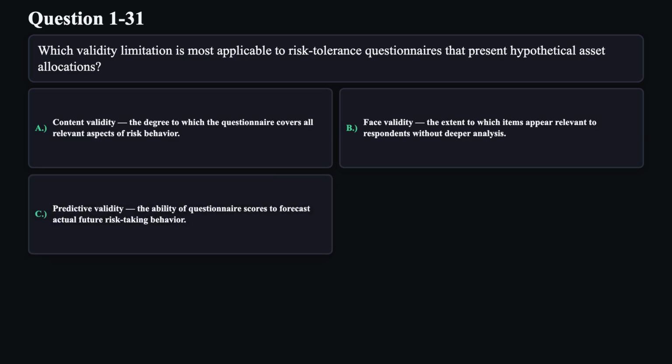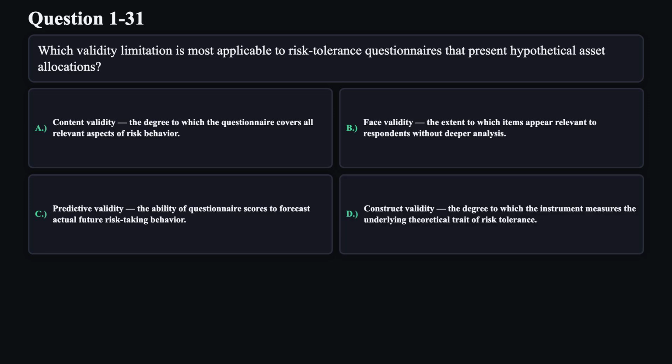C. Predictive validity, the ability of questionnaire scores to forecast actual future risk-taking behavior. D. Construct validity, the degree to which the instrument measures the underlying theoretical trait of risk tolerance.